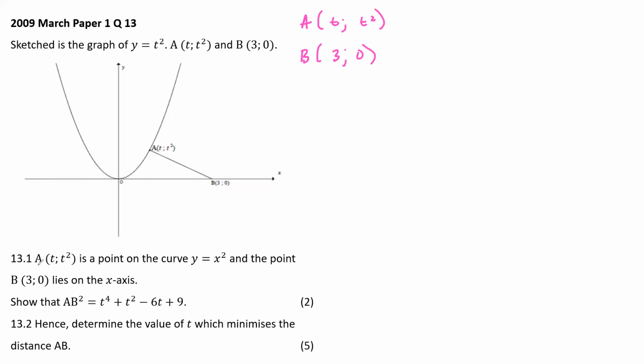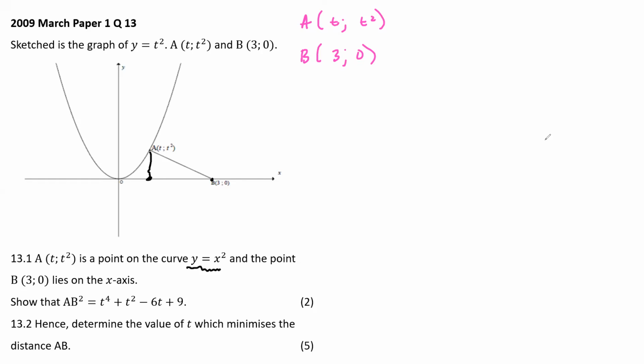And then the question says for 13.1, A, t and t squared, is a point on the curve of y equals x squared, and the point B lies on the x-axis. Then it says, show that AB squared, that looks like distance again, but this time AB squared, is exactly equal to what I'm looking at there. All right, I'm ready to break it down. This time, A and B are not vertical. They don't have the same x coordinate, because the x-coordinate of A should be somewhere here, and the one for B is actually 3 and 0.